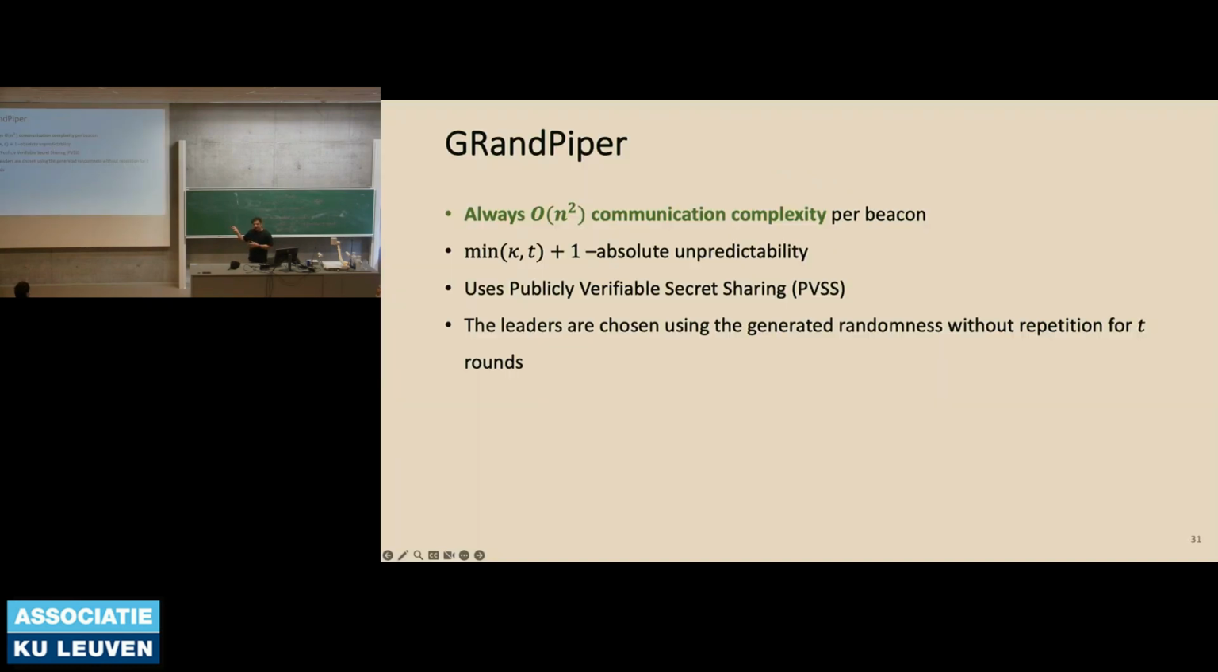The properties of G-Randpiper are that it always has quadratic communication complexity per beacon. We'll never cross this, which is what we wanted. We want good communication complexity. The unpredictability is minimum of kappa and T. And hopefully you will see why this holds as I describe the protocol. The argument is that for small n, maybe for n equal to 7 or 11, T will be half of it, so for 11, it will be 5.